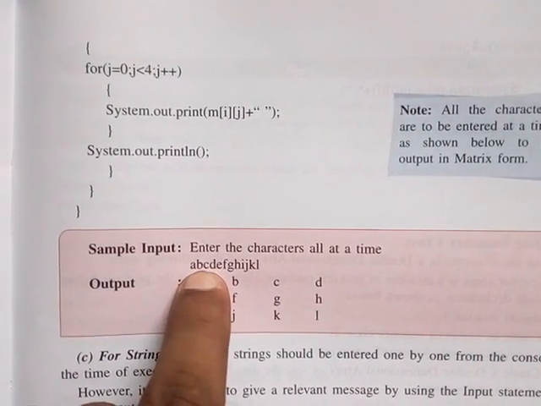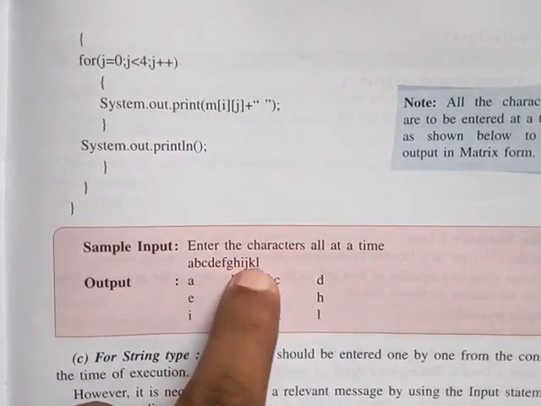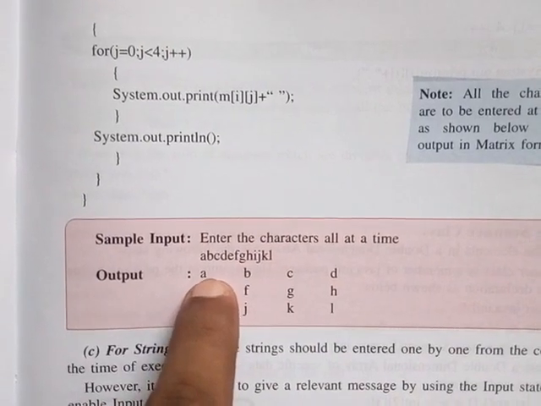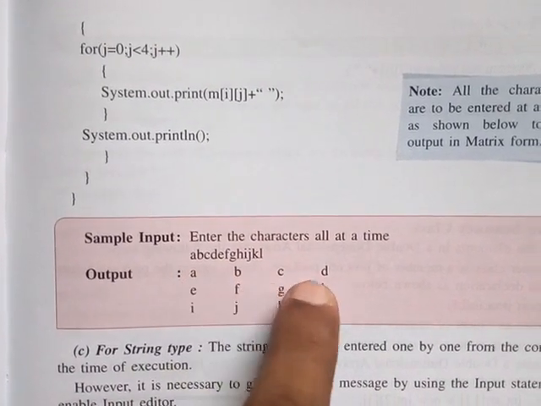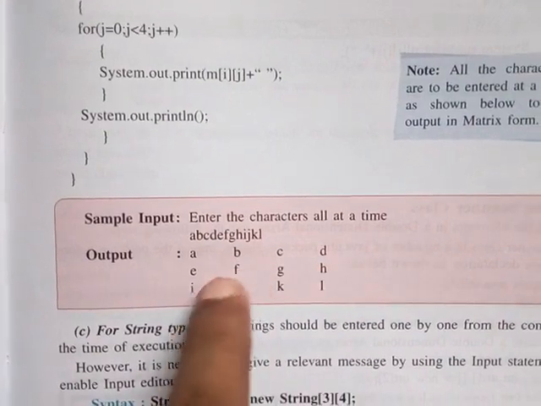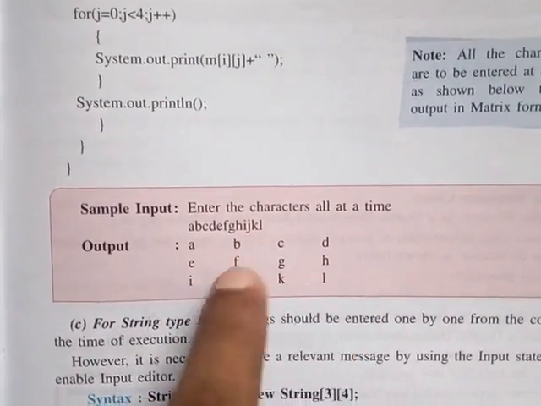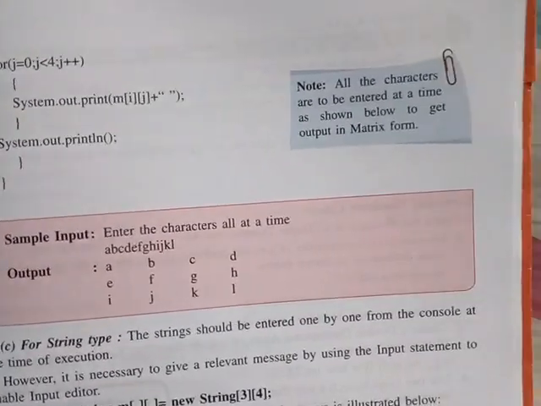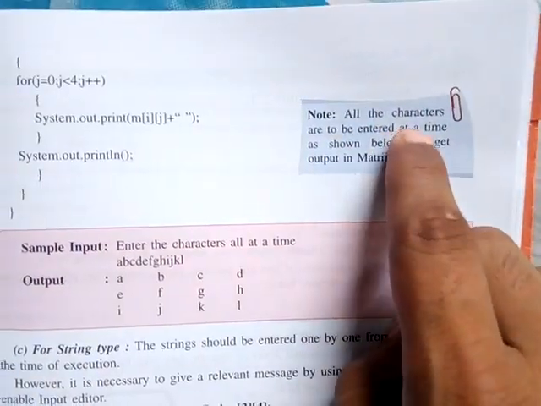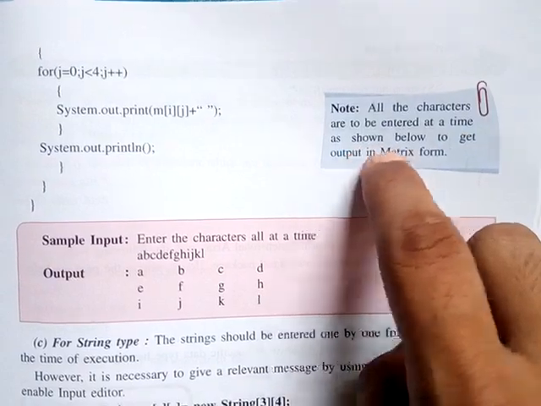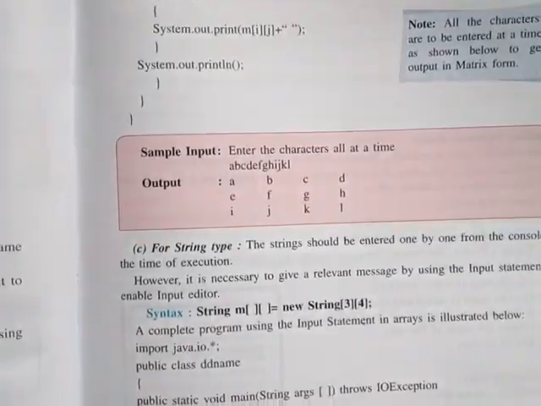See how we have entered the values like a b c d e f g h i j k l, but while it is printing, matrix-wise, see a b c d, first row complete, e f g h, second row complete, i j k l, third row complete. Okay, now see the note. All the characters are to be entered at a time as shown below to get the output. Already you know about it.